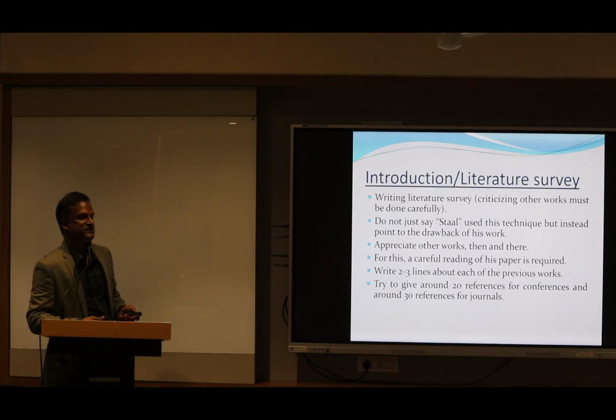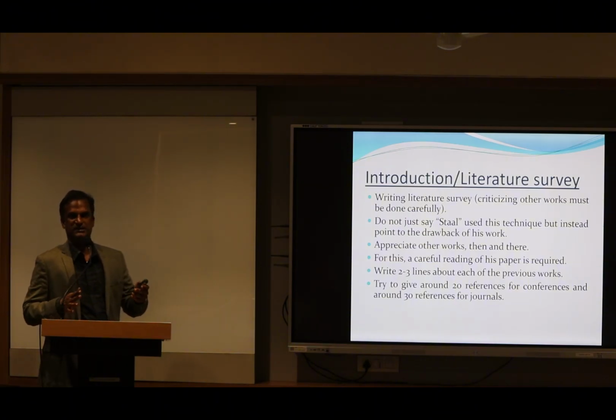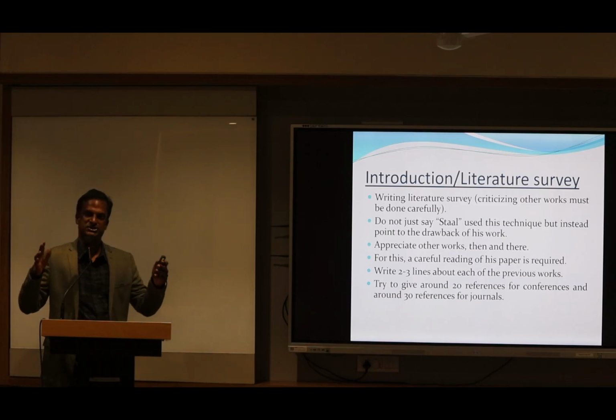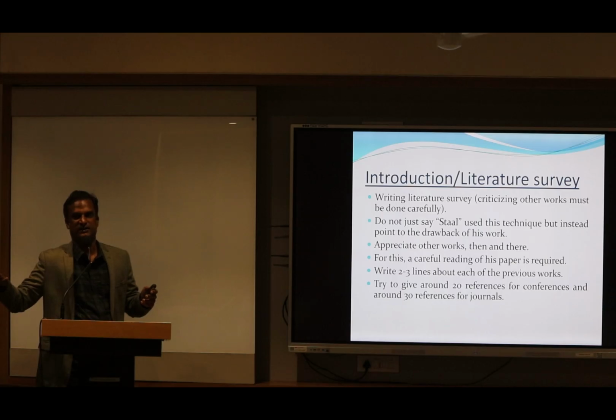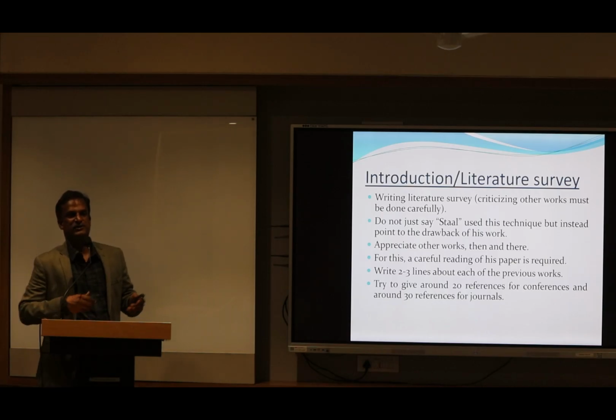And how many references should you have in a journal? 35. Okay, now it is 35. 25 papers will be covered from paragraph number 3 to 7. In the first 2 paragraphs, you can have some references.